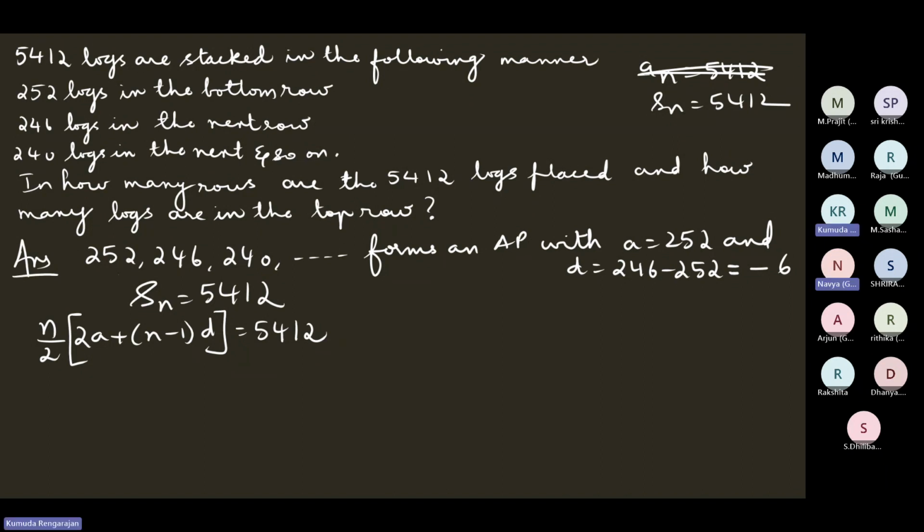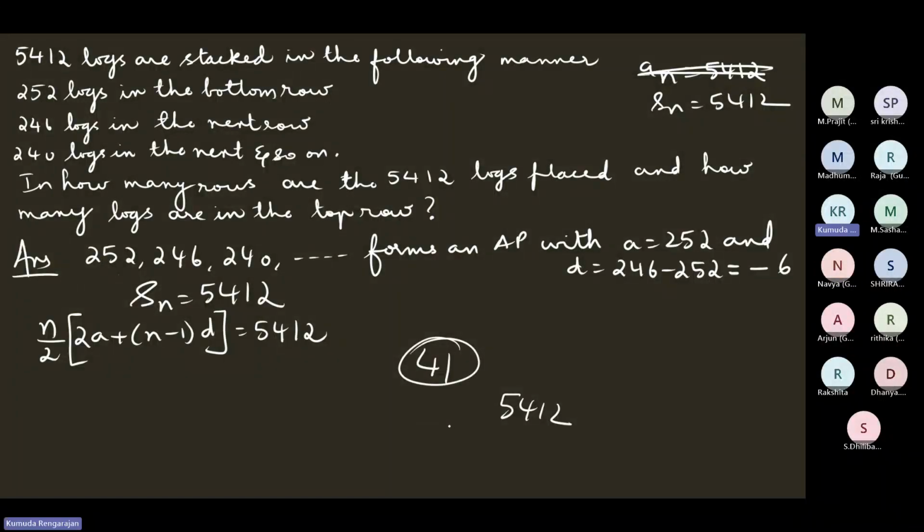N here represents the number of rows. See, A1 is the number of logs in the first row, A2 the number of logs in the second row, A3 the number of logs in the third row. So 41 and 44 indicate that if the total number of rows is 41, that means all the 5,412 logs are placed in 41 rows: 1, 2, 3, 4, 5, 6, 7, 8, and so on till 41.